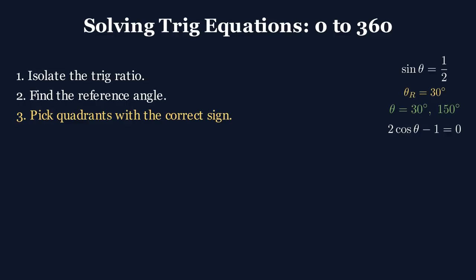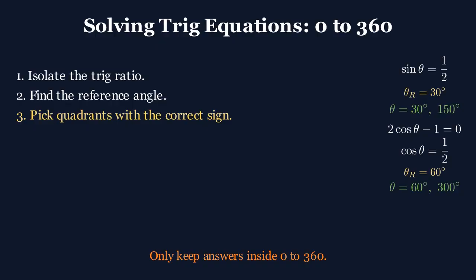Example 2. Solve 2 cosine theta minus 1 equals 0. Isolate cosine theta to get cosine theta equals 1/2. The reference angle is 60 degrees. Cosine is positive in quadrants 1 and 4, so theta equals 60 degrees and 300 degrees.